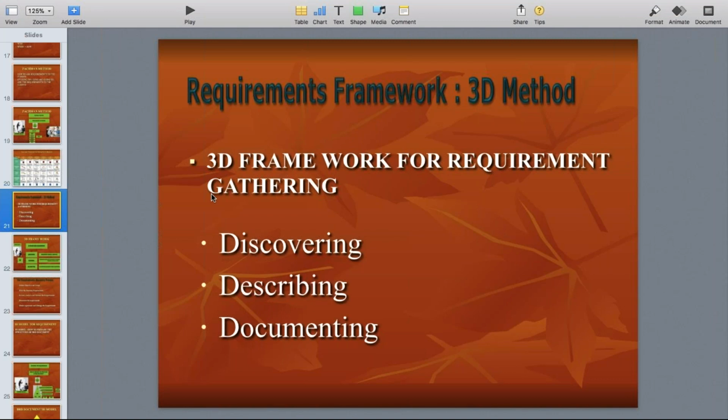So the client will decide if it is a good requirement. That fellow says yes, go ahead and design it. Otherwise, not. That is documenting. We also call it idea generation, a new idea generation. Also, these are the different names: idea generation, brainstorming. Okay, 3D.